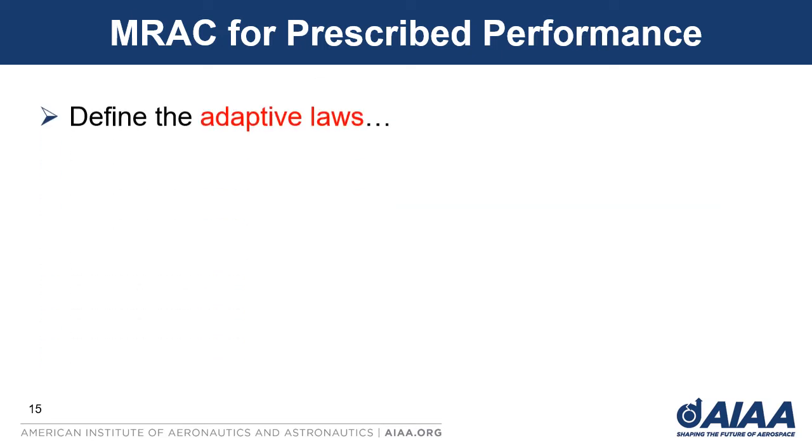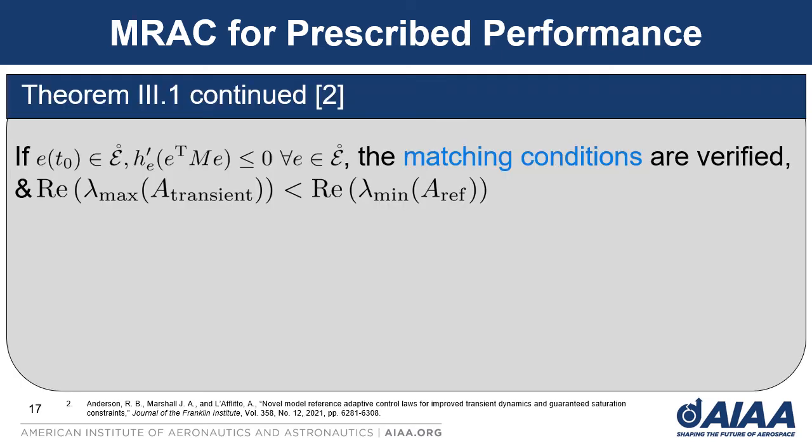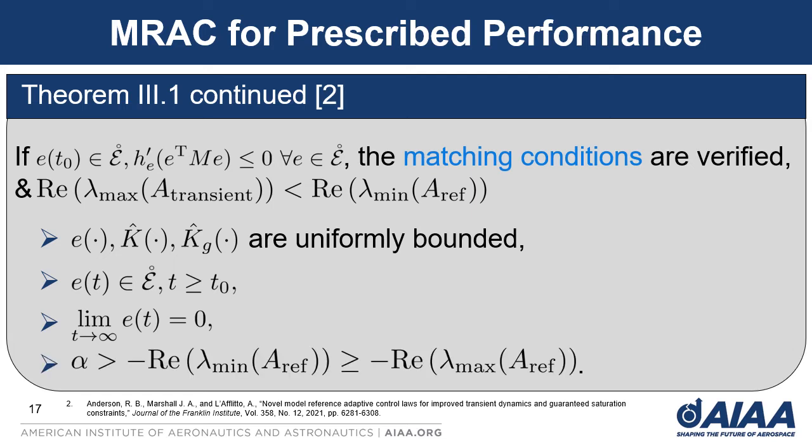Now we can define the adaptive laws as such, and notice the constraint function in the denominator in both of the adaptive laws. And that leads us to our first theorem. If the trajectory tracking error starts within the constraint set and the constraint function satisfies this property, the matching conditions are verified, and the real part of the largest eigenvalue of A_transient is less than the real part of the smallest eigenvalue of A_ref holds, then the error and the adaptive gains are uniformly bounded, the error stays within the constraint set for all time, the error converges to the origin, and the rate of convergence is imposed.